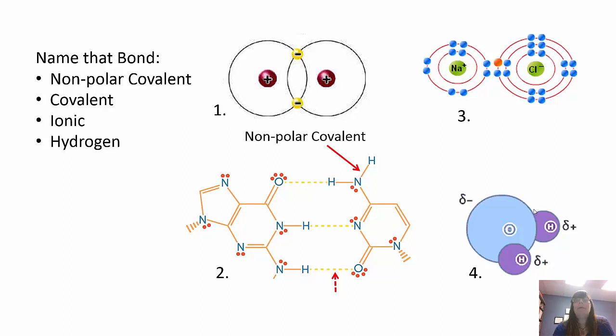So hopefully you said nonpolar covalent for number 1, hydrogen for number 2 because that's a dotted line, and if you got confused with that arrow, that was for number 1, and the arrow up there, they're both nonpolar covalent. 3 is ionic, you have a complete transfer of electrons, and 4 is polar covalent. You see that slightly electropositive and slightly electronegative.